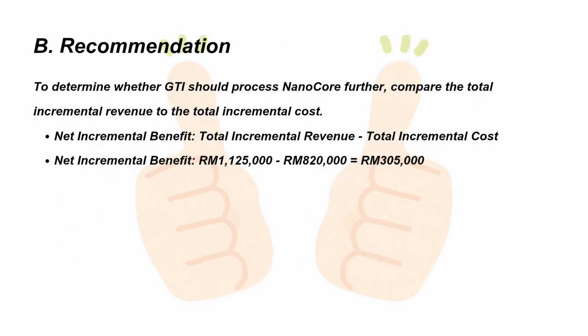To make the decision, we compare the total incremental revenue to the total incremental cost. The net incremental benefit is 305,000. Since the incremental revenue exceeds the incremental cost, I recommend that GTI processes Nanocore further into a premium product. The decision will add a substantial 305,000 to the company's bottom line.